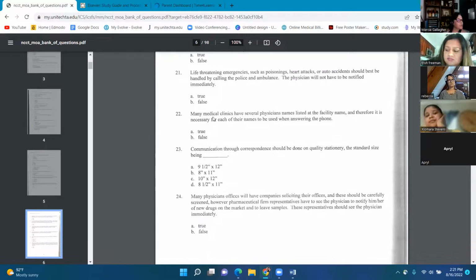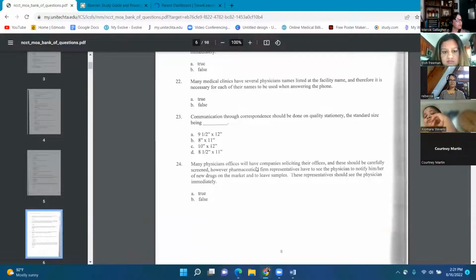So number 22, many medical clinics have several physicians' names listed at this facility. And therefore, it is necessary for each name to be used when you answer the phone. Thank you for calling Dr. Davis, Chaudry, Willis Jones's office. No, thank you for calling the cardiology clinic. You don't have to list everybody's names, right? So this is false. It is not necessary to list all the doctors' names.